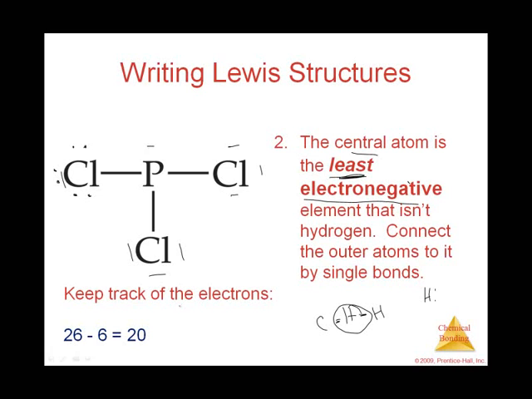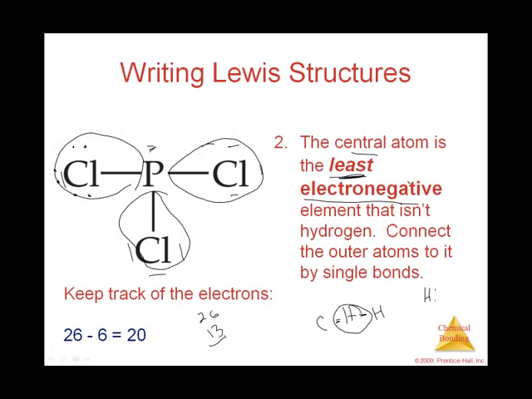and I want to see if I've used the right number of electrons. So I had a total of 26, which means 13 pairs. So I've got 4, 8, 12, 13. I had 26 electrons. That's 13 pairs. So this structure is good. It looks kind of messy, but it's a good structure.